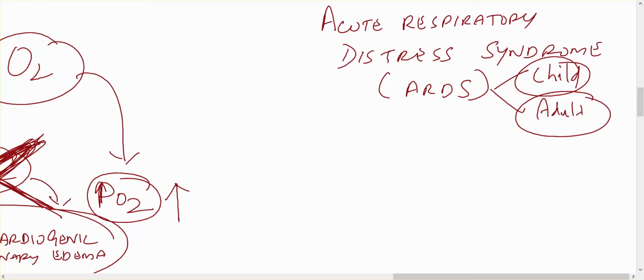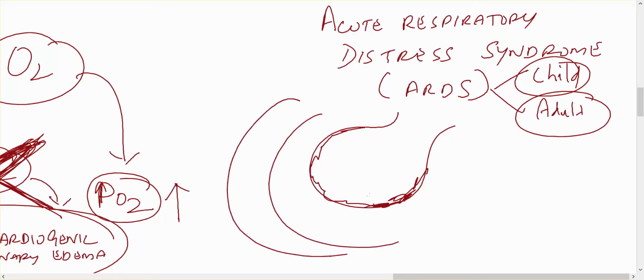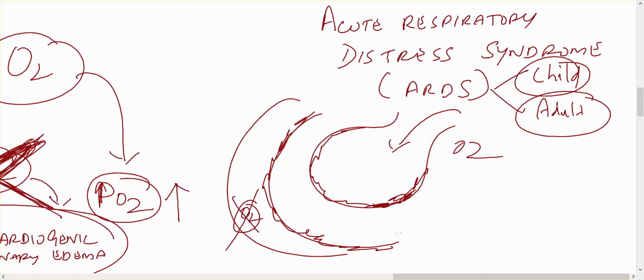So what happens is the alveolar epithelium is damaged, and the capillary endothelium is damaged. Okay, so because of this, if you give oxygen, oxygen will not go here. So this is called refractory to oxygen therapy. This is happening all over the alveoli, so we call it diffuse alveolar damage.